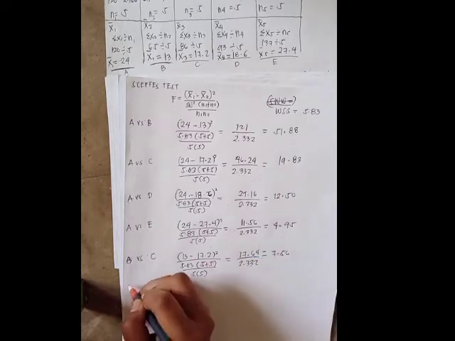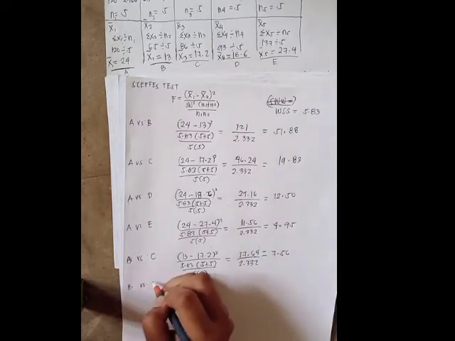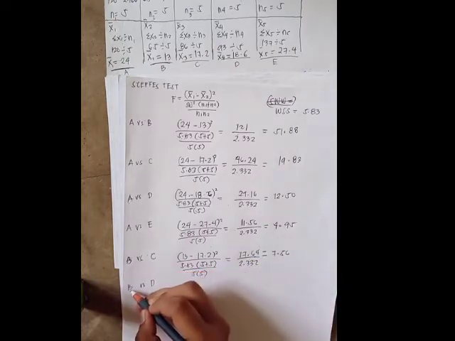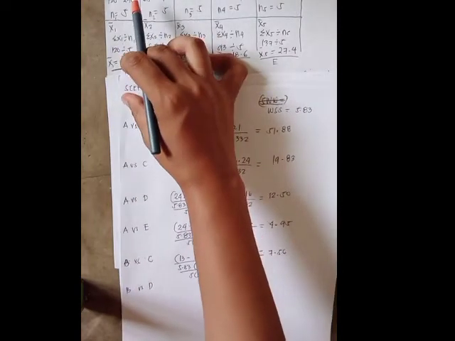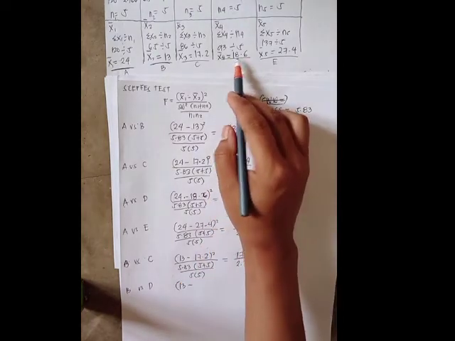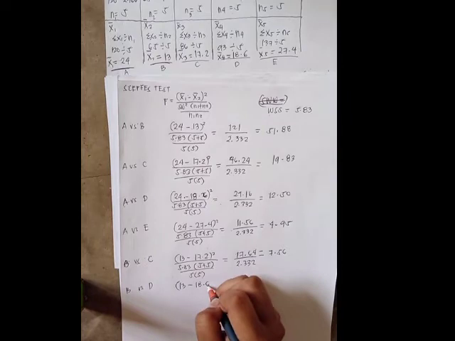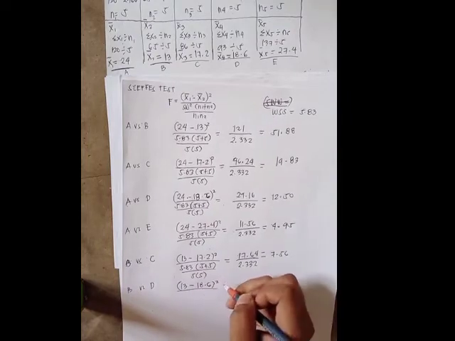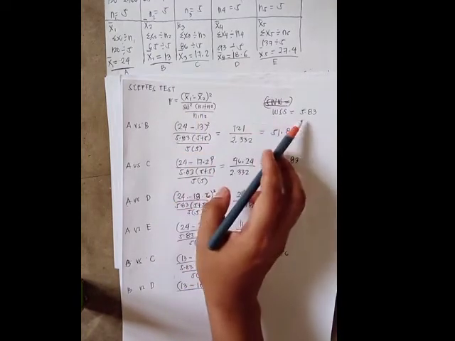Next, our B versus D. Our B mean is 13. Subtract our D mean, which is 18.6, and square it. We need our within sum square, which is 5.83.